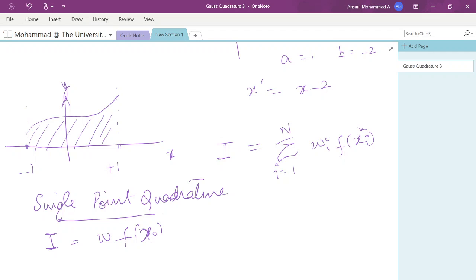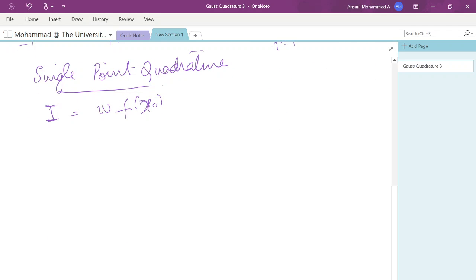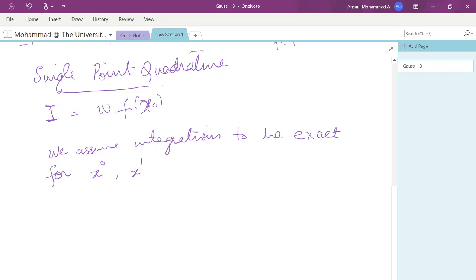So what we say is that let our technique be exact for integrations of linear functions and zero order functions. This means that we assume integrations to be exact for x to the power 0 and x to the power 1.